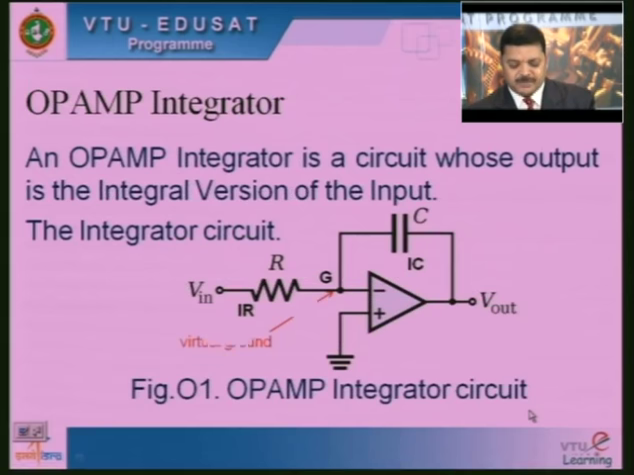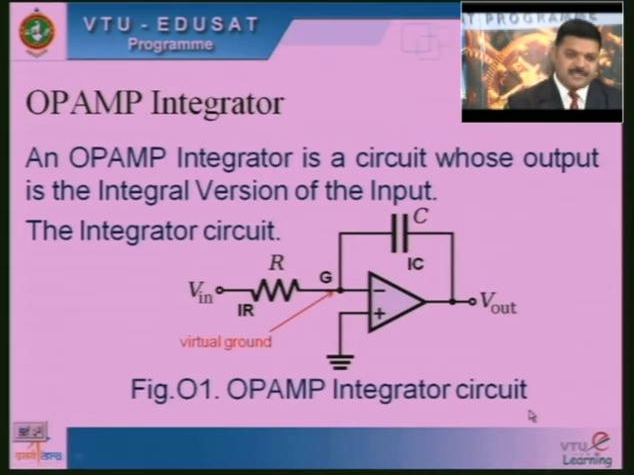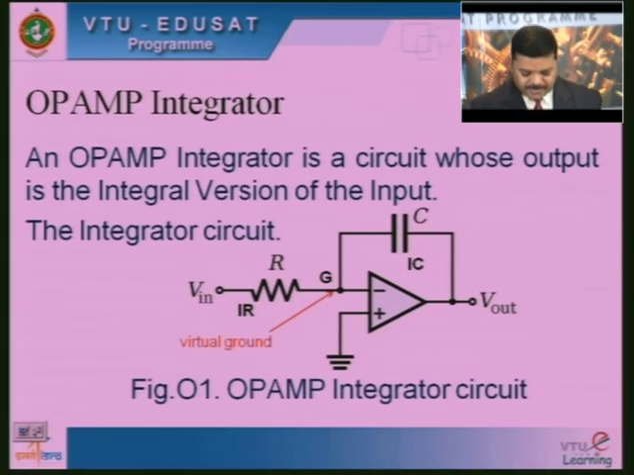So, let us move on to the next application of the operational amplifier. We have covered the non-inverting amplifier problem, the inverting amplifier problem, and then the inverting adder problems. These three applications we have covered, problems on these three applications. We have some more applications like the op-amp integrator, op-amp differentiator and op-amp subtractor.